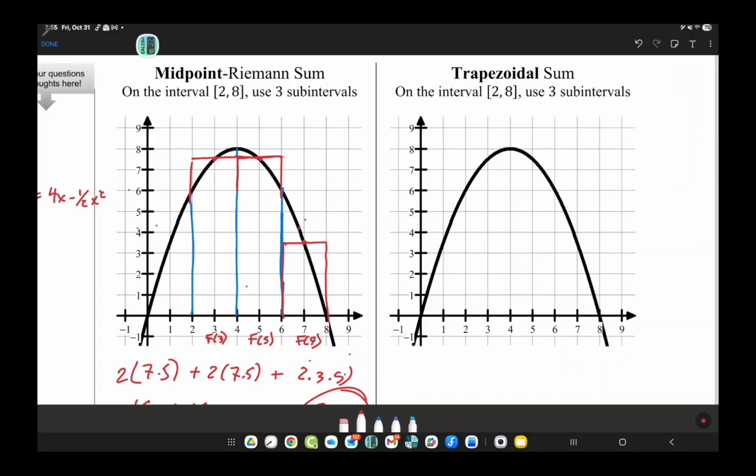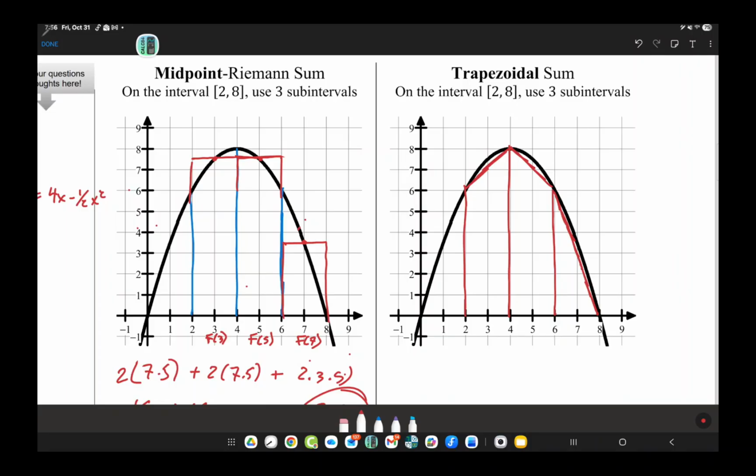Trapezoid. Now, trapezoid, you would think, honestly, would be your best approximation. Because what we're going to do when we make our shapes here is connect our left and right side, like so. So with that, what we have is the least amount of wasted space or added space.